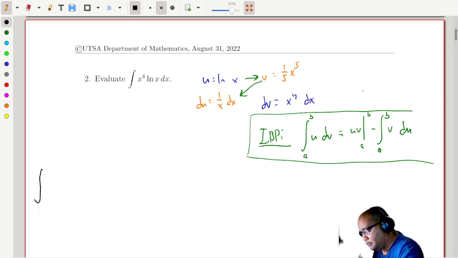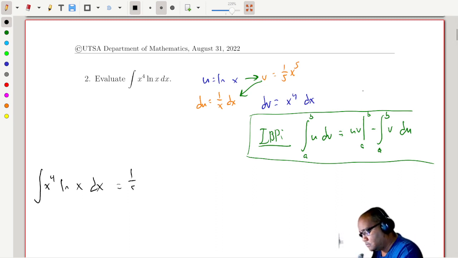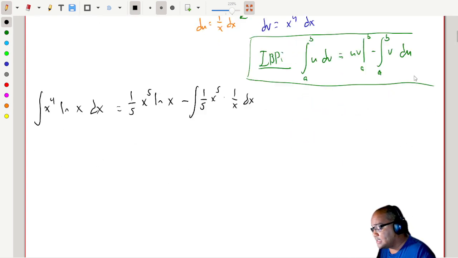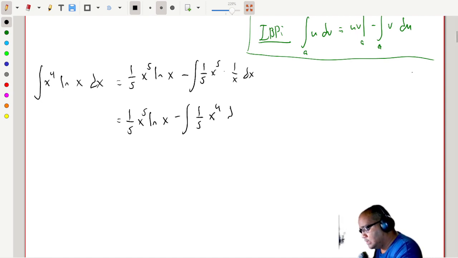So let's just write down what we have here. The integral of x to the fourth log x dx, by using your choices above, is uv, so 1/5 x to the fifth log x, minus the integral of v du. Let's write it out in full here: 1/5 x to the fifth times 1 over x dx. And take a look, x to the fifth divided by x gives me an x to the fourth. So let's write down that next step: minus the integral of 1/5 x to the fourth dx.